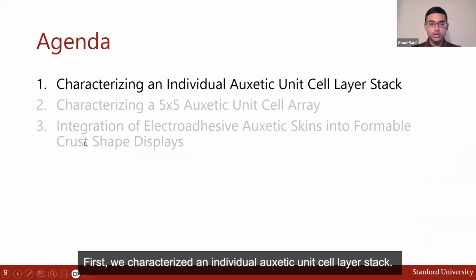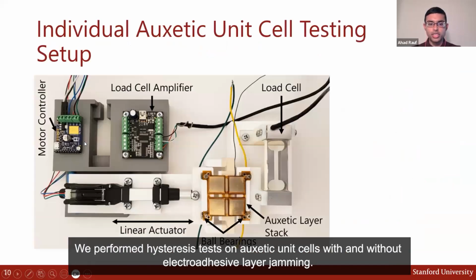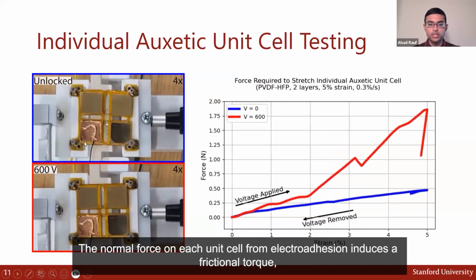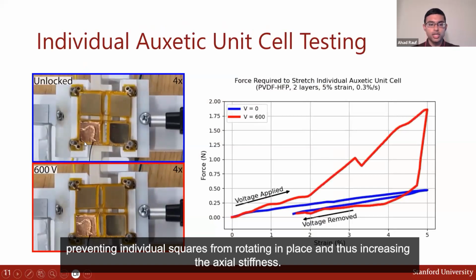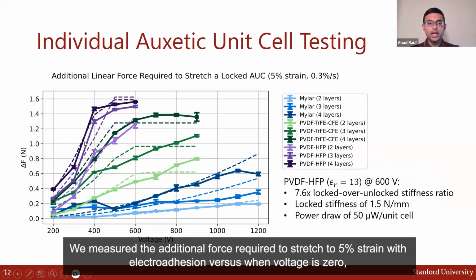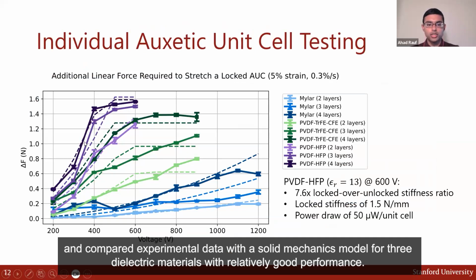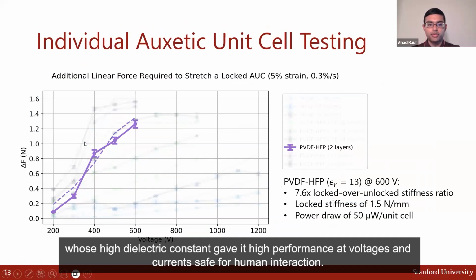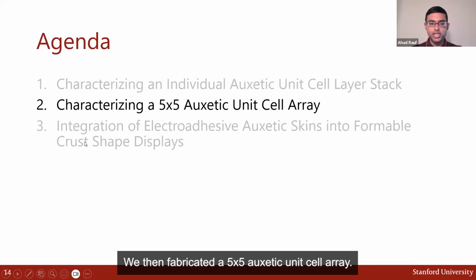First, we characterized an individual auxetic unit cell layer stack. We performed hysteresis tests on auxetic unit cells with and without electroadhesive layer jamming. The normal force on each unit cell from electroadhesion induces a frictional torque, preventing individual squares from rotating in place and thus increasing the axial stiffness. We measured the additional force required to stretch to 5% strain with electroadhesion versus when the voltage is 0, and compared experimental data with a solid mechanics model for 3 dielectric materials with relatively good performance. We proceeded with the dielectric PVDF-HFP, whose high dielectric constant gave it high performance at voltages and currents safe for human interaction. We then fabricated a 5x5 auxetic unit cell array.